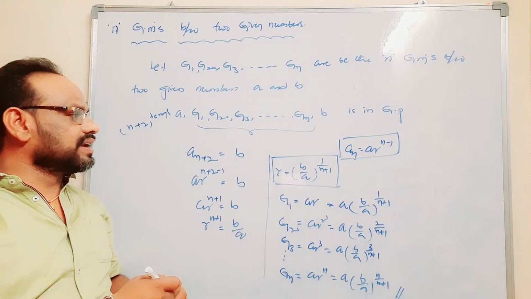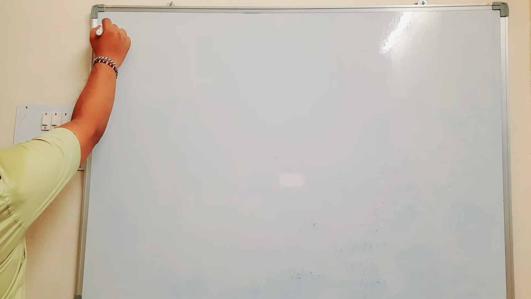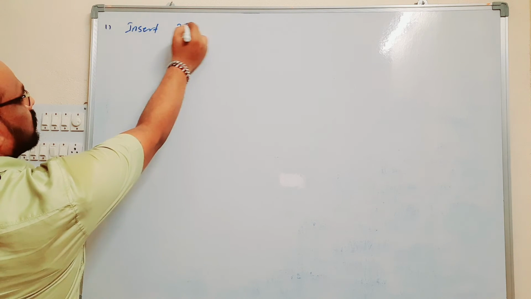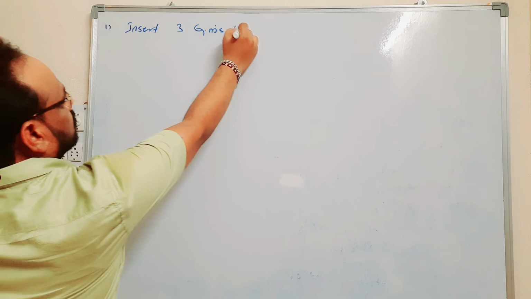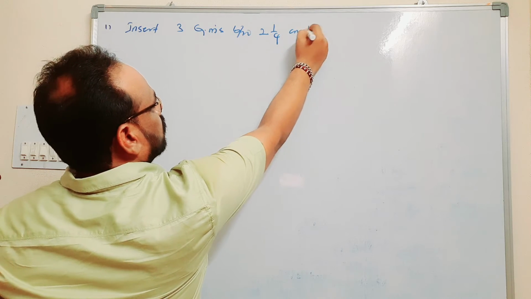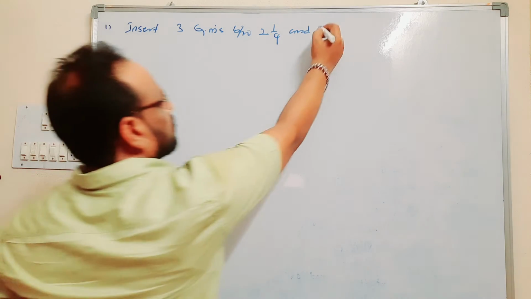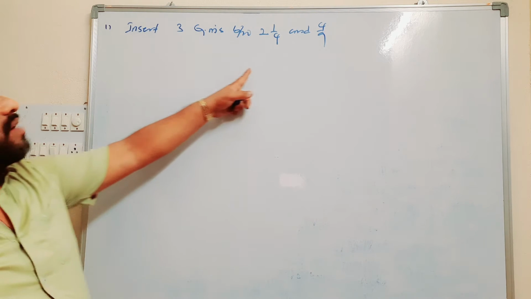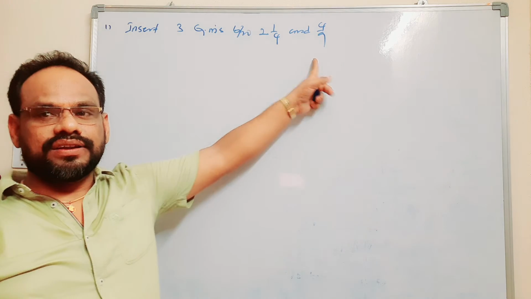Let us discuss one example here. Insert three geometric means between 2 and 1 by 4 and 4 by 9.